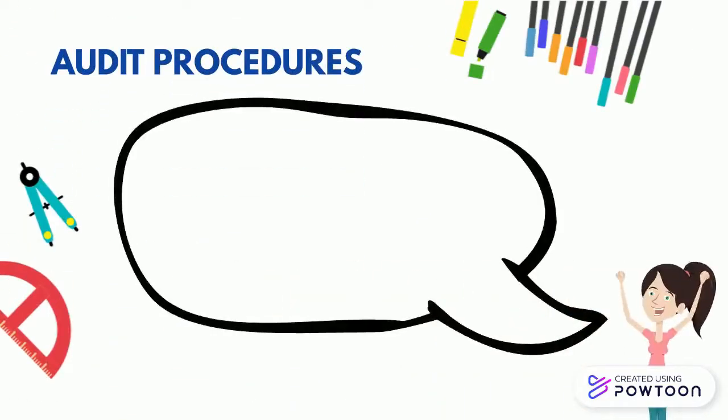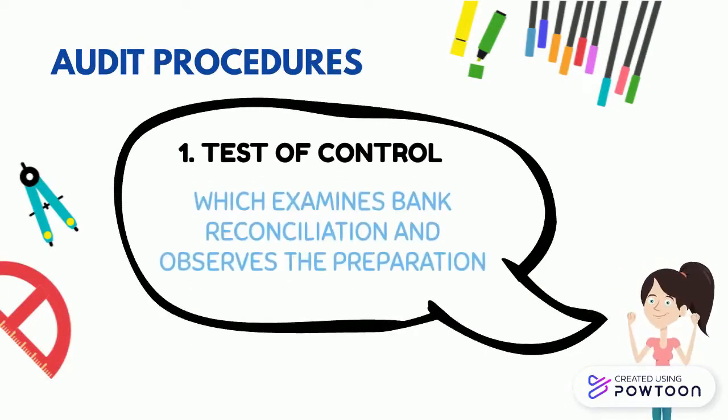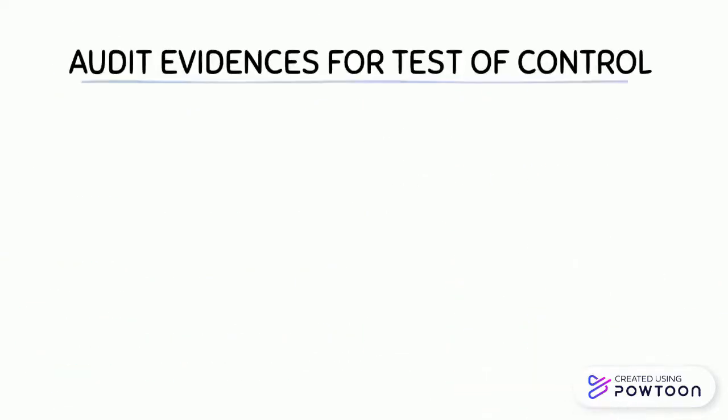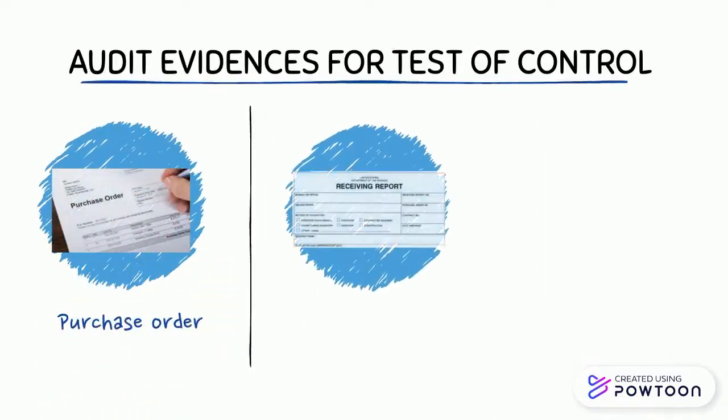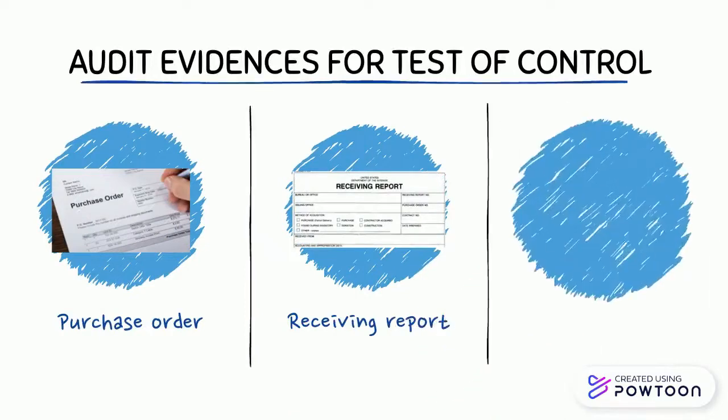Next, there are two types of audit procedures. First, test of control, which examines bank reconciliation and observe the preparation. The audit evidence for test of control are purchase order, receiving report, and also voucher.